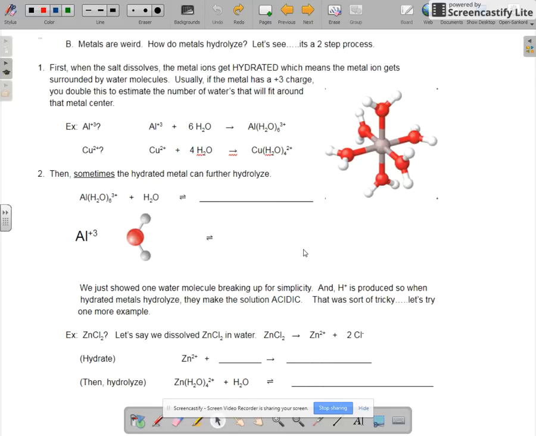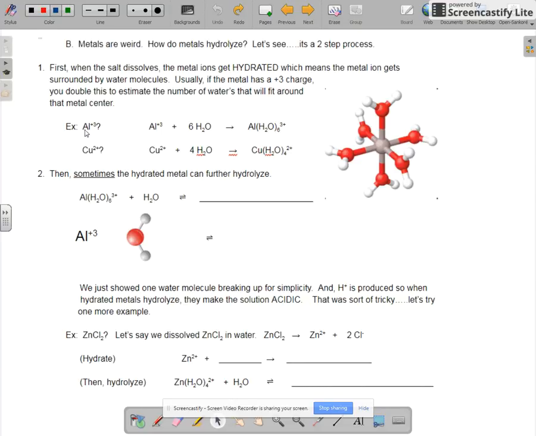The first step is that whether it's a cation or an anion, if you put an ion in water, it's going to get hydrated, which just means that it's going to get surrounded by a certain number of water molecules. That's how things dissolve. Okay, we're going to specifically focus on how metals do this.